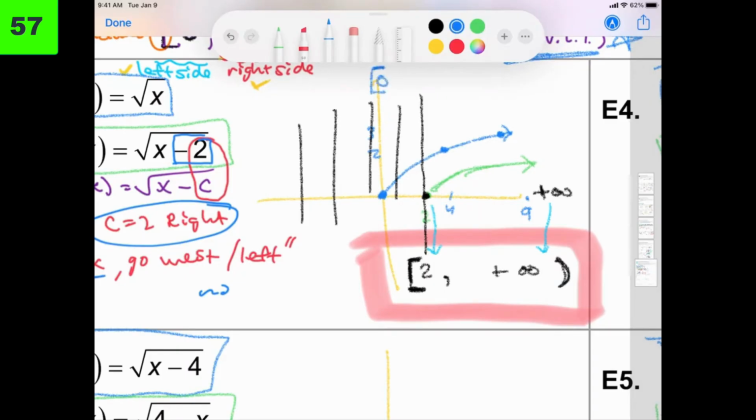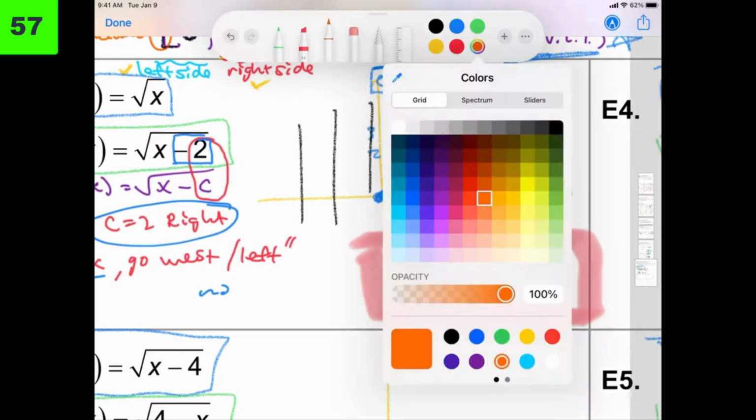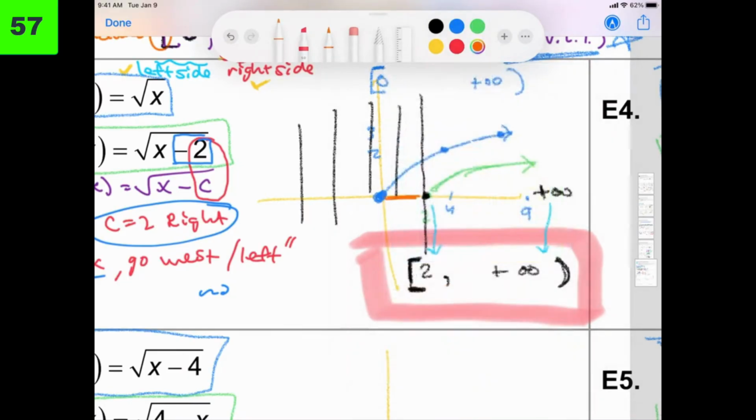It's starting here at 0, and it's also going towards positive infinity. And so that distance, let's see if I can find a really good color, like orange. This distance here is a +2. So you can see that the domain is only changed based off that x value.